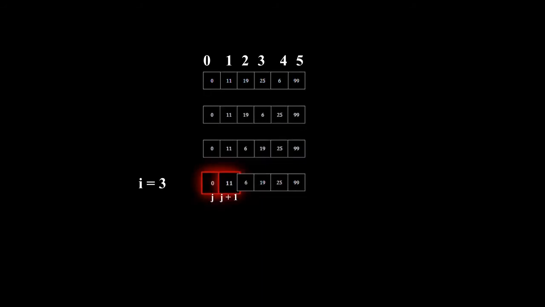Compare 0 and 11, condition false, increment j by 1. Compare 11 and 6, condition true, shuffle the values and increment j by 1. Compare 11 and 19, condition false, increment j by 1. Compare 19 and 25, condition false, increment j by 1. Compare 25 and 99, condition false.